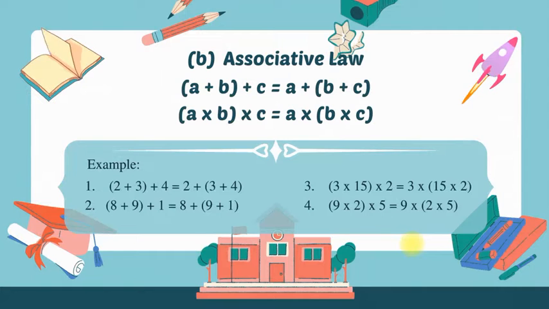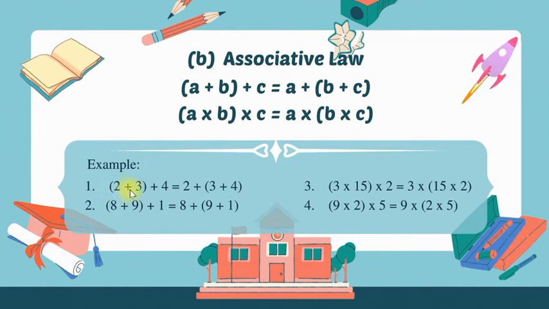Okay, the next law is the associative law. The associative law says if you have a bracket A plus B and you have another number outside the bracket with the same sign, you can write it as A and then put the bracket at the back, B plus C. The same goes for times: A times B in bracket, times C, we can also write as A times in bracket B times C.